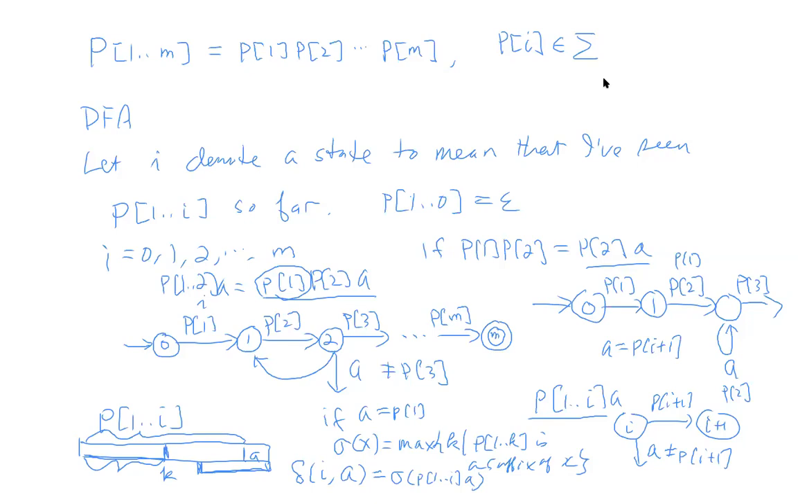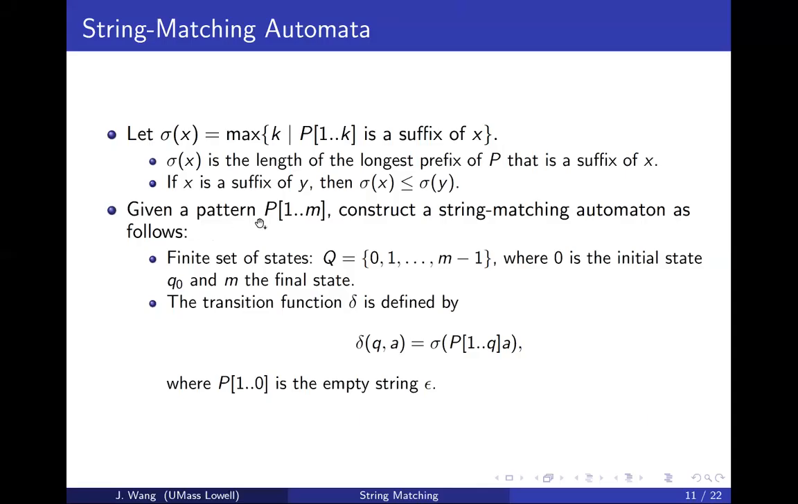So right now, let's go to our slides. Okay, so that's what I just defined. So sigma x equals the maximum value of k such that P1k is a prefix of P, the pattern, that appears as a suffix of x. Here you think of x as an input, so at this time, what you are going to should be state k.